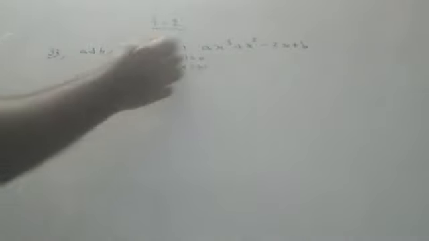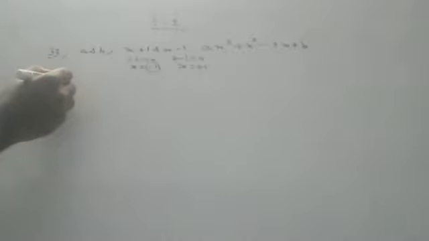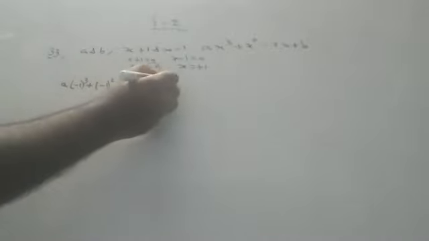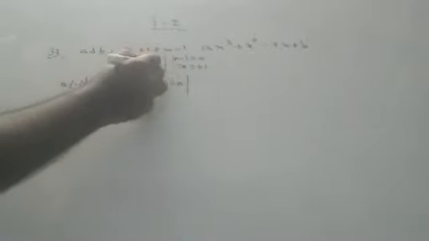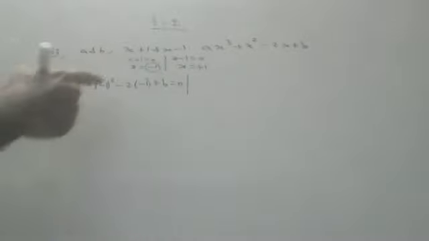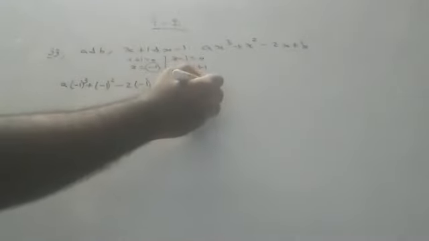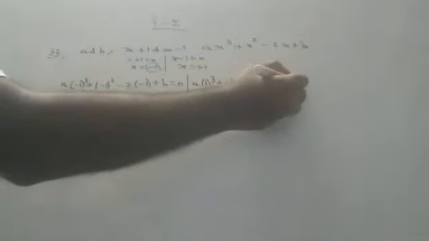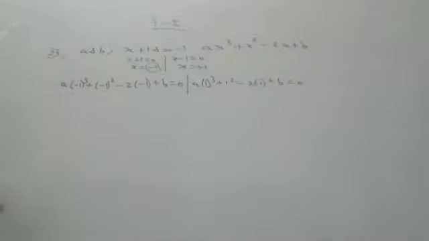Okay, children? I am substituting minus 1, please see here, all of you. a into minus 1 whole cube plus minus 1 whole square minus 2 into minus 1 plus b is equal to 0. Why 0? Because he said they both are factors. So 0 is the remainder. Substitute plus 1, children. a into 1 cube plus 1 square minus 2 into 1 plus b is equal to 0. Why 0, children? Because he said this is also a factor. Factor means remainder is always 0.